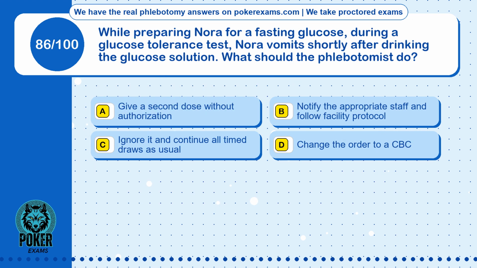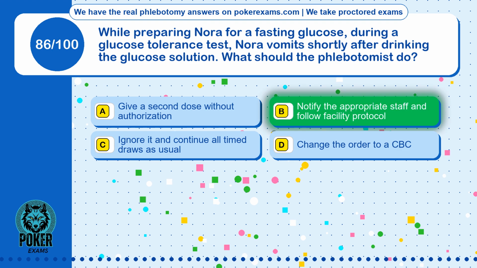Question 86. While preparing Nora for a fasting glucose, during a glucose tolerance test, Nora vomits shortly after drinking the glucose solution. What should the phlebotomist do? Option A. Give a second dose without authorization. Option B. Notify the appropriate staff and follow facility protocol. Option C. Ignore it and continue all timed draws as usual. Option D. Change the order to a CBC.